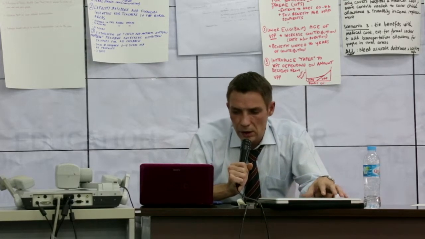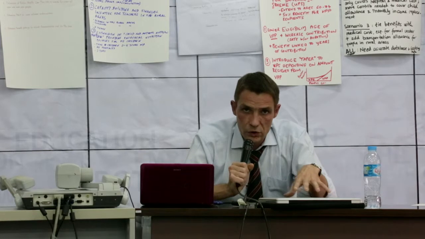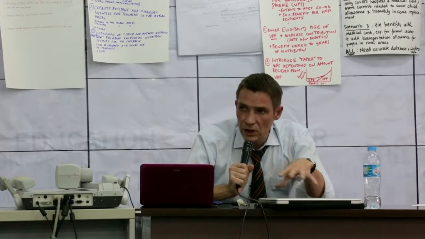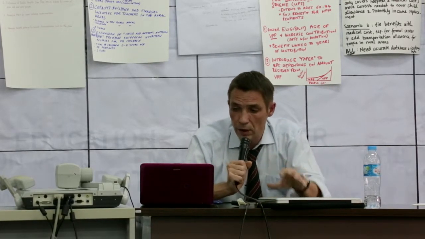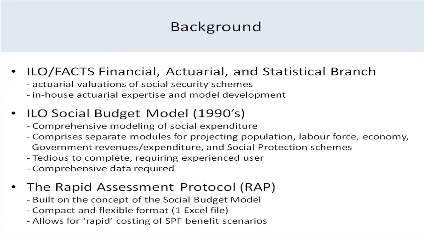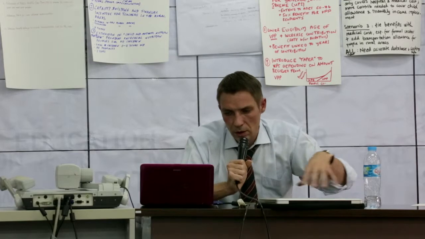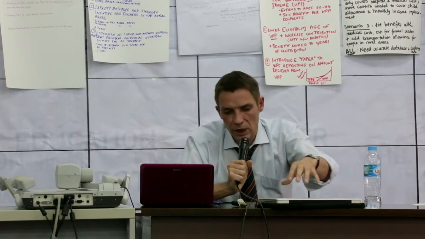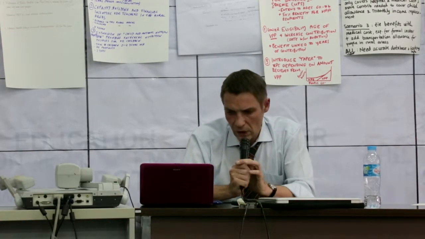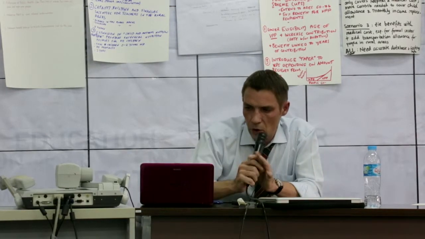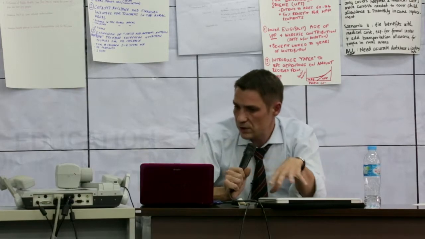So in the last years, after the launch of the Social Protection Floor initiative, there was a need for something a bit more simple to use and rapid, and that's where the rapid assessment protocol was developed, and it is pretty much based on the same concept. So we have a framework that includes the demography and the economy, and we will come back to that later. So maybe I'll just show the model structure. You have seen this before in Valerie's presentation.